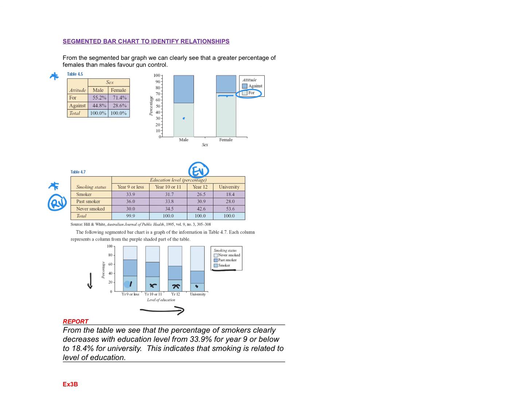smokers decreases. So from the table, we see that the percentage of smokers clearly decreases with education level, and they're going to quote those stats from 39 to thing. Because there's a few they quoted, that should be okay. And this indicates that smoking is related to, because there is a change, we can say that it's related to education levels.